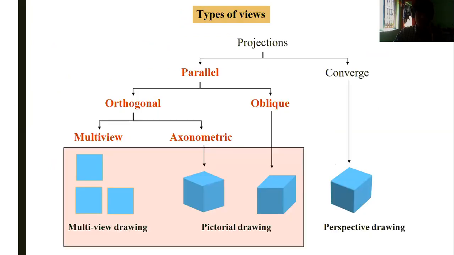Now, let's talk about the different types of views. First of all, if the projectors are parallel, then it is orthogonal and oblique. If they converge, then it is perspective drawing. In natural conditions, we generally see perspective drawings. And in orthogonal projections, again there are multiple drawings.